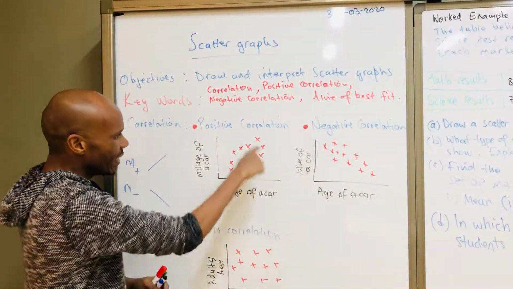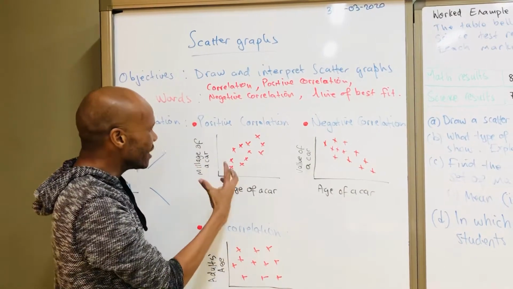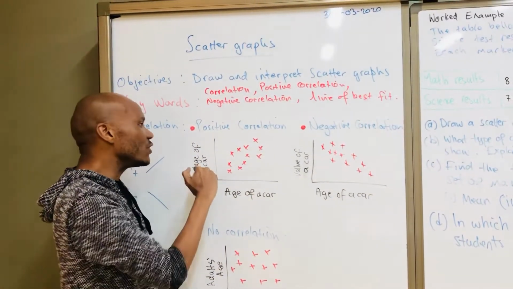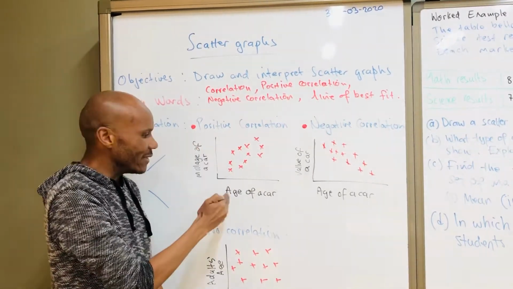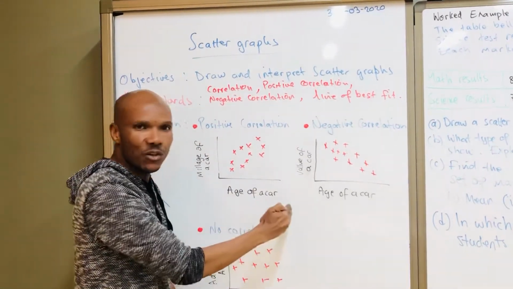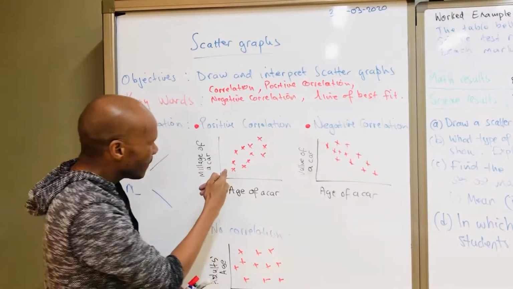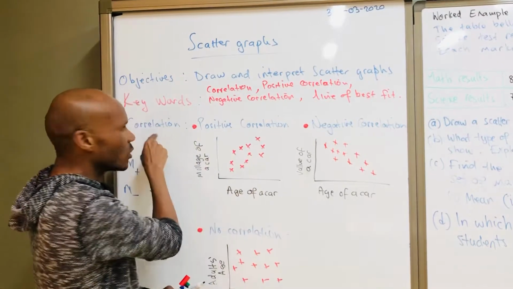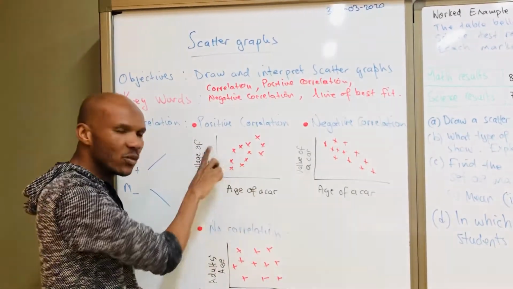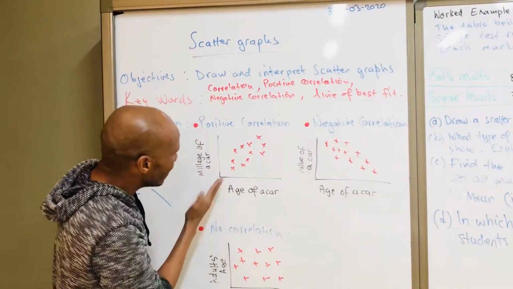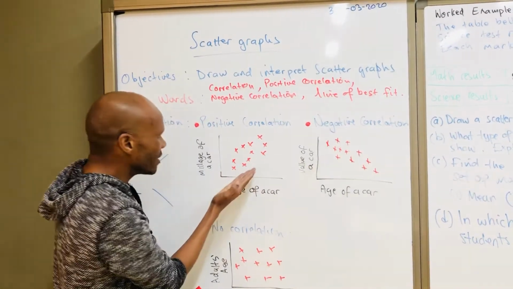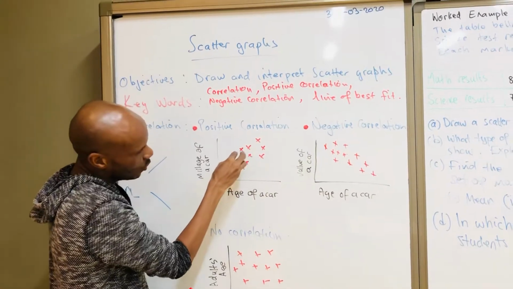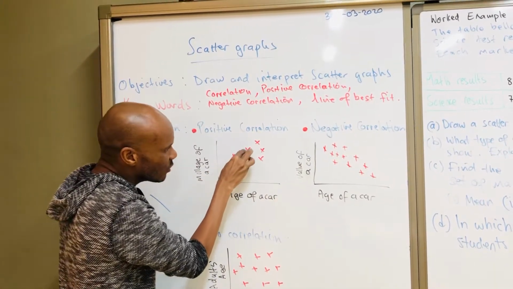So here we have the relationship between two sets of data. We've got the data that gives you the mileage of a car and the data that gives you the age of a car. And here, the relationship, or the correlation, that's what we mean by correlation, the relationship between the two sets of data, it seems to be positive. As you see, the dots seem to be going like this.